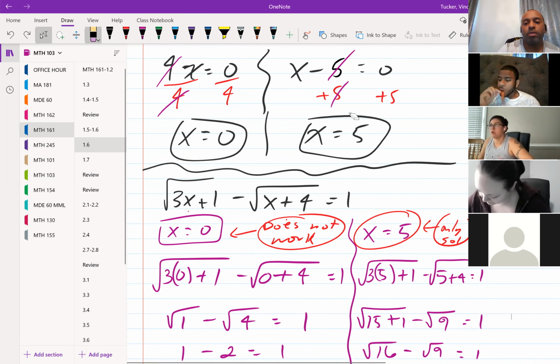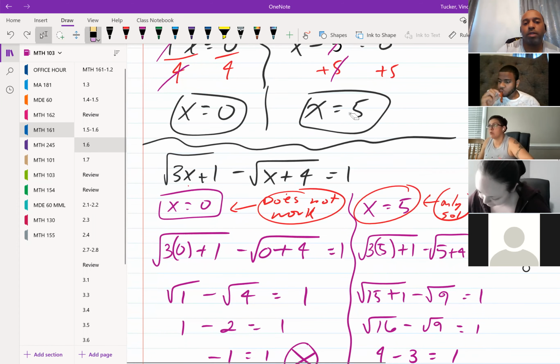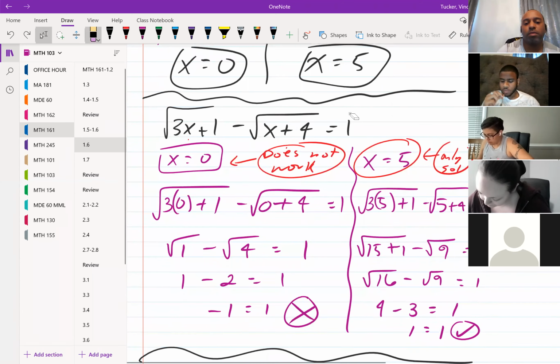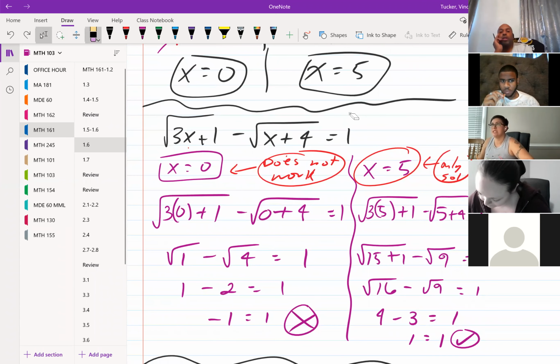So write it down with the solutions originally. Let's scroll all the way up. All right, there you go. So plugging in 0, notice we get -1 equal to 1. Plugging in 5, we get 1 equal to 1. So 0 doesn't work, but 5 does.